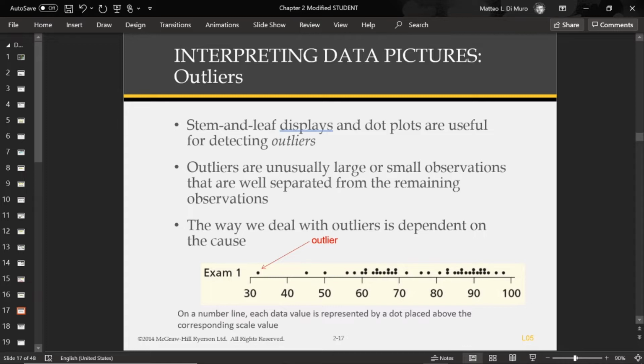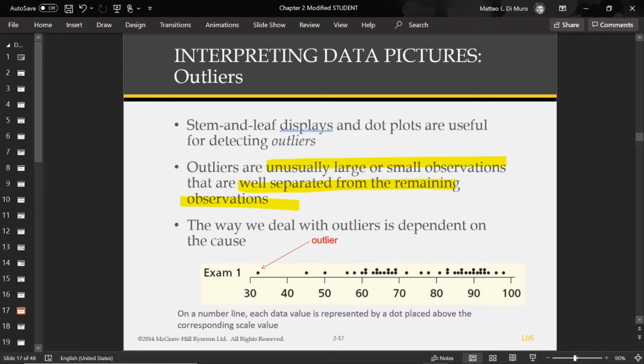Here is a stem and leaf display. Stem and leaf displays and dot plots are useful for detecting outliers. So what is an outlier? Well, they're unusually large or small observations that are well separated from the remaining observations. How we deal with them when we do our data crunching, or even when we are making our diagrams, is dependent on why the outlier is there.